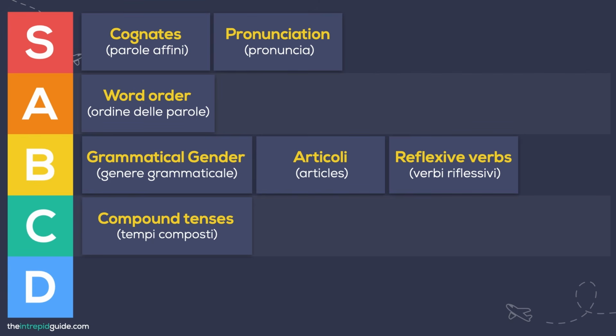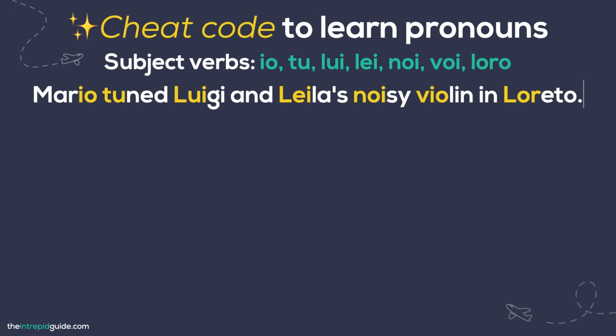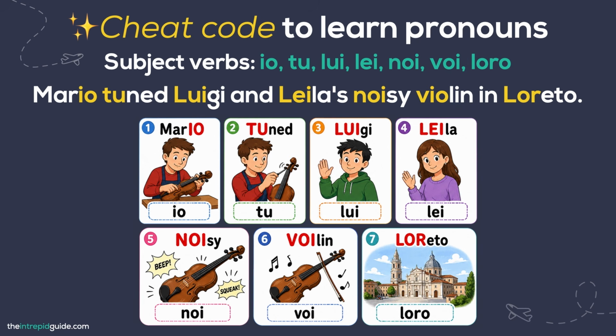So where do Italian pronouns rank? Well, these go in the C tier for complex but conquerable. The easiest way to remember each group is with my simple mnemonic or cheat code. This is a phrase where every word stands for one pronoun. Take a look at this. Mario tuned Luigi and Leia's noisy violin in Loreto. Listen for the io in Mario. Each word contains a pronoun.